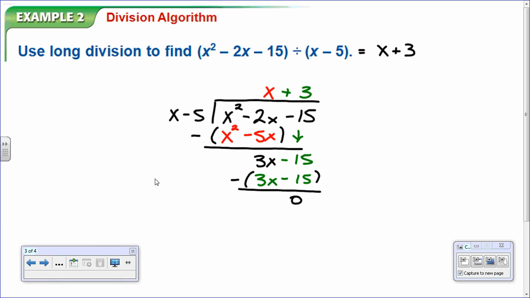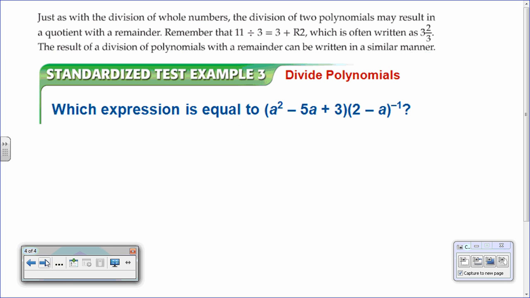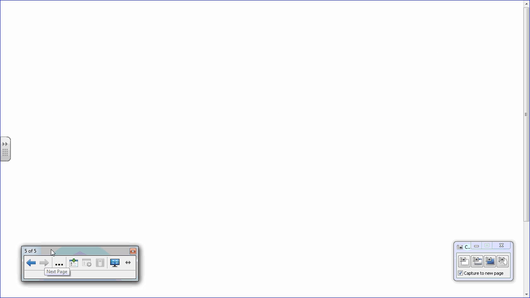Now, the next one is what we do in case there's a remainder. I really don't like this problem, so I'm just going to make one up for you here. Let's suppose that I've got x squared plus 5x minus 4. Will that work? Yeah, that should work just fine. And I want to divide that by x plus 2.